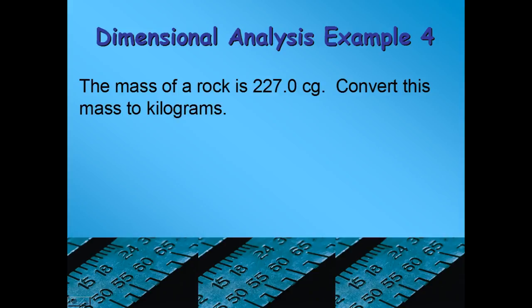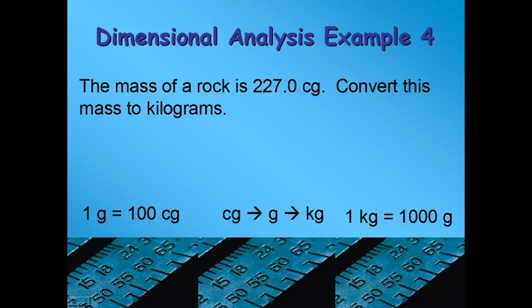But for today, using your chart, you should be able to see that 1 gram is equivalent of 100 centigrams, and that 1 kilogram is the equivalent of 1,000 grams. And since both of those prefixes have grams in common, we can do two conversions to get from centigrams to kilograms, starting with centigrams, going to grams, and then eventually going to kilograms. So we start with what we're given, the 227 centigrams.